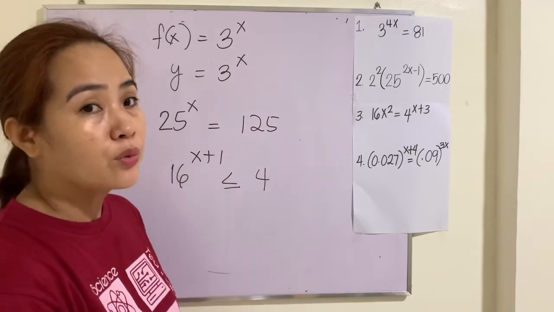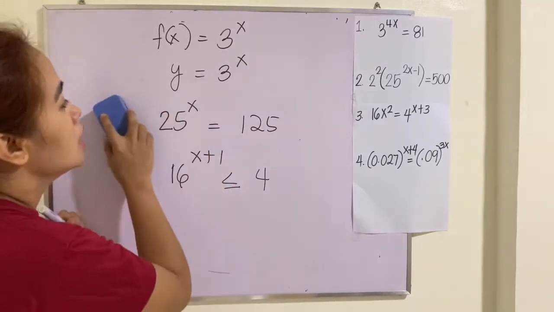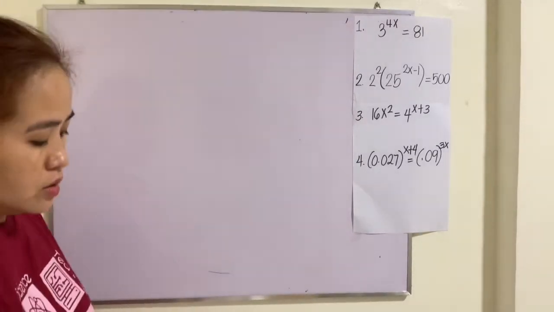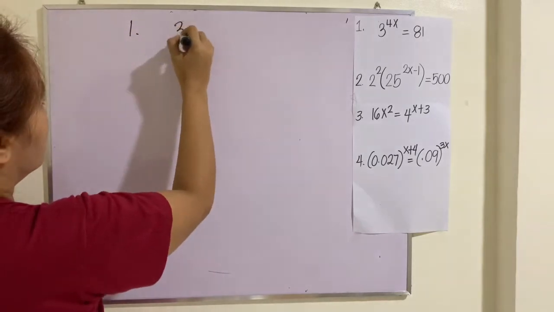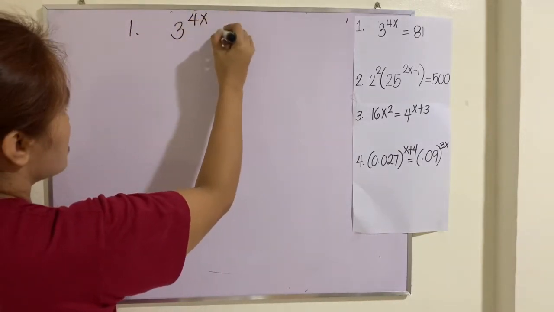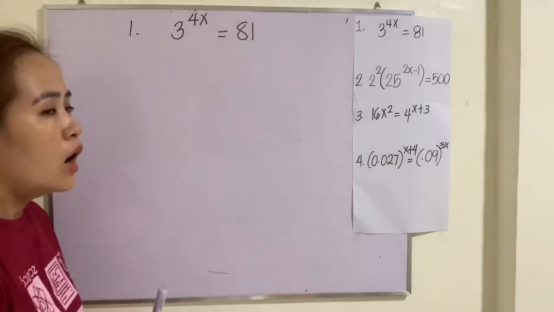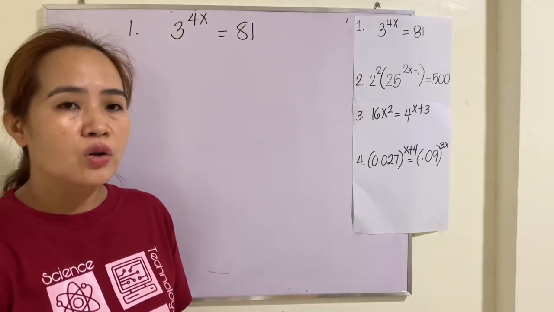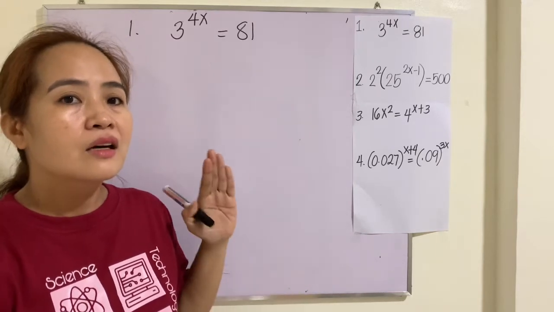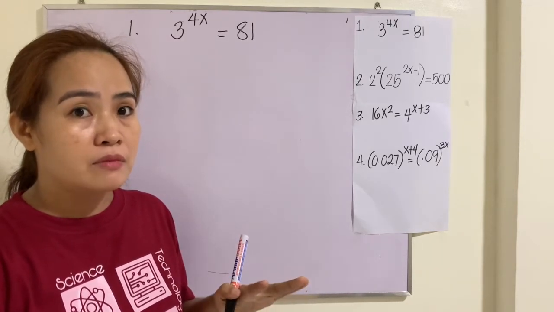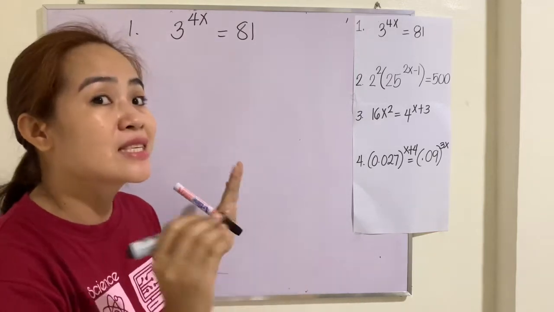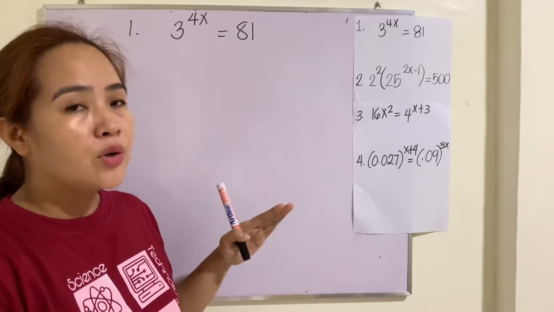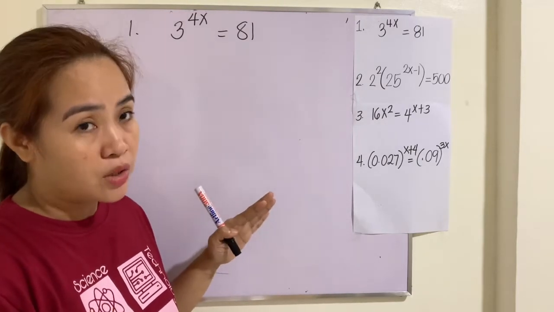So how are we going to solve an exponential equation? Let's take example number 1. We have 3 raised to 4x is equal to 81. Always remember that in solving an exponential equation, see to it that the bases are the same. Both sides of the equation have the same base. That's what I mean. And then, from there, you will be creating the exponential equation.